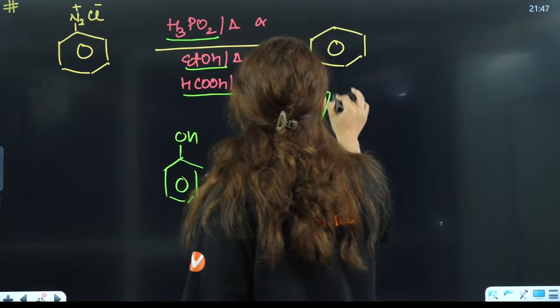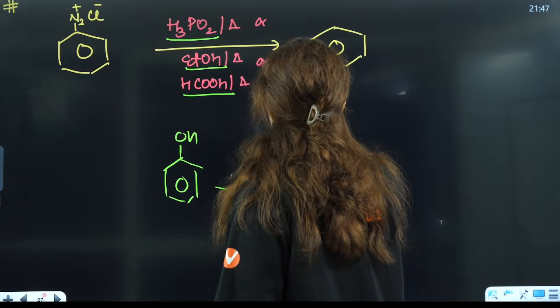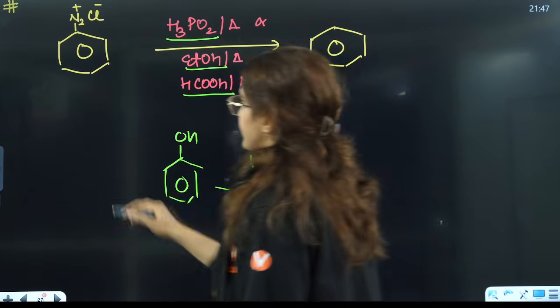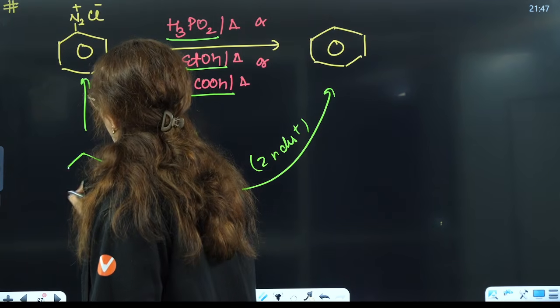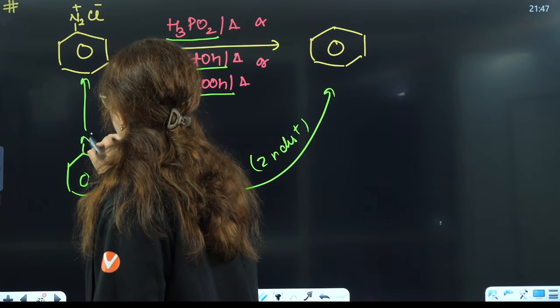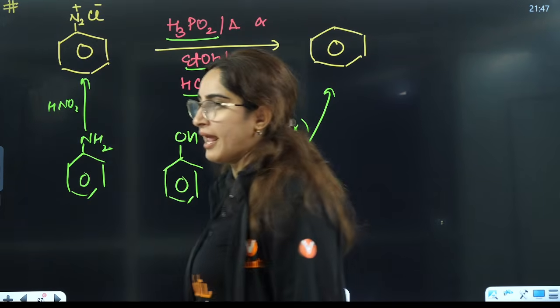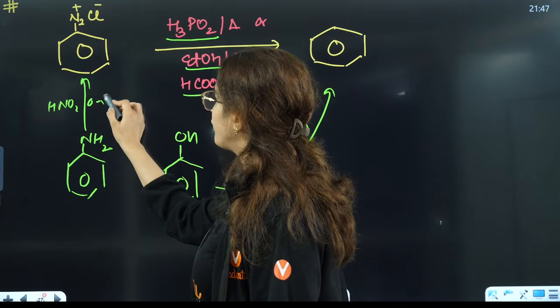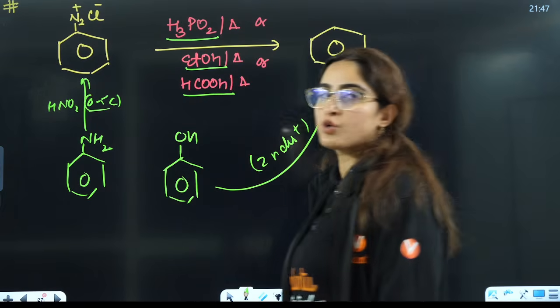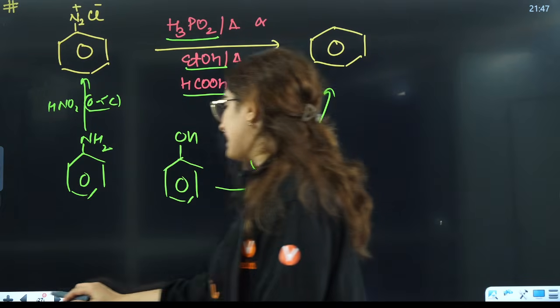From phenol, you add zinc dust. Then it will be converted to benzene. And here to here, how will you go? This is aniline, right? You add HNO2, that is NaNO2 and HCl at 0 to 5 degrees Celsius. It will show diazotization, right?